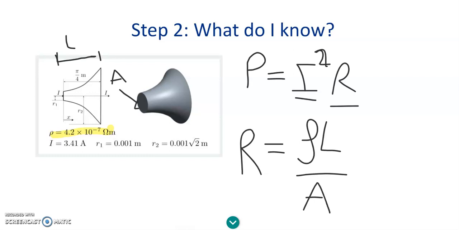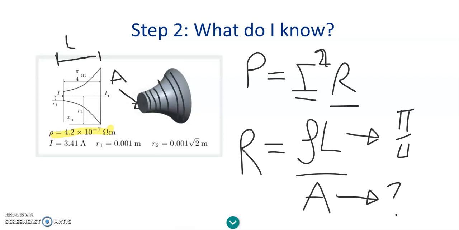But there's a bit of a problem here. We know that the length of the resistor is pi/4, but what's the area? The area is constantly changing. It's going to get bigger and bigger as the current moves through this resistor. So we don't have a constant area. What we actually need to look at is the cumulative effect of that constantly changing area on the resistance of this geometry. Whenever you think about cumulative effects, you should think along the lines of integration and breaking something down into small parts and then adding them back up.